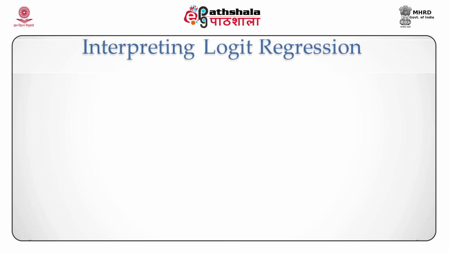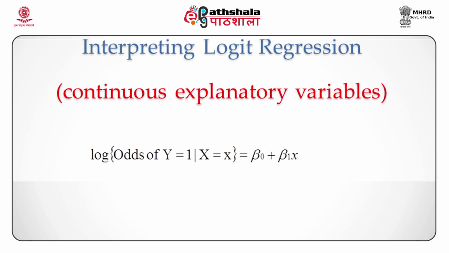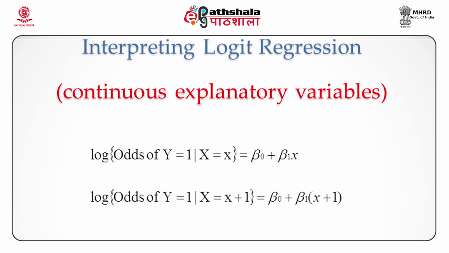Suppose that we have only one single explanatory variable x which is continuous. Then we write down the regression equation for the two combinations, that is log of odds of y equal to 1 given x equal to any value small x is beta naught plus beta 1 x, and increasing x by 1 unit to x plus 1 and rewriting the regression equation leads to the formulation on the second line of this slide.